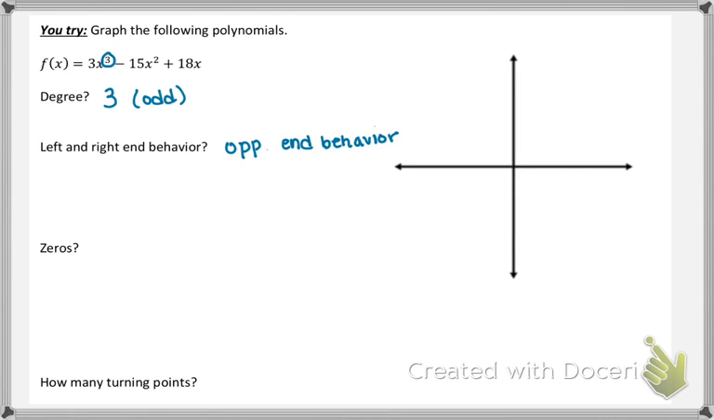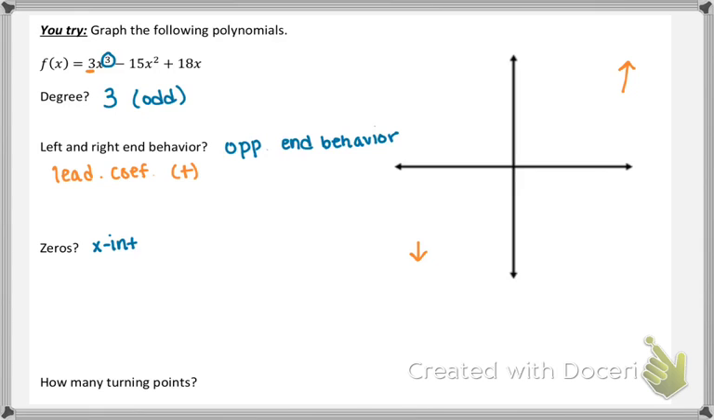And because my leading coefficient is 3, and it is positive, that means eventually on the right side it's gonna go up. So if it's opposites, then that means on the left side it's gotta go down. Okay, so let's see where the zeros are, the x-intercepts.